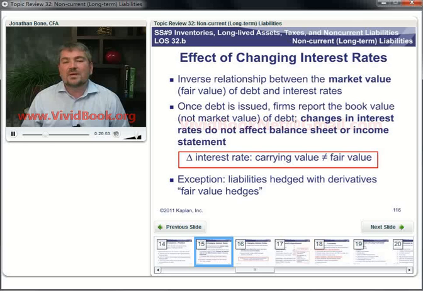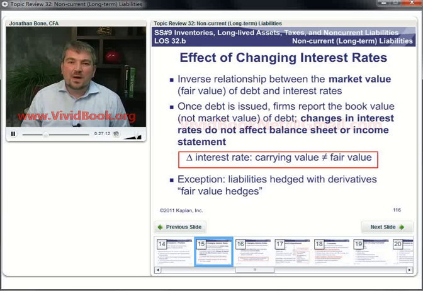And of course, we know there's an inverse relationship between debt and yields. As yields go up, bond prices fall. And as bond prices fall, yields go up. Okay, so there's an inverse relationship between market value and interest rates for bonds, as we know from fixed income. Or if we don't know it, we will by the time we get to fixed income.